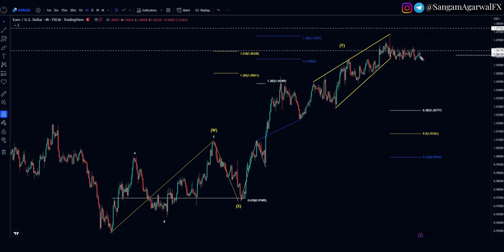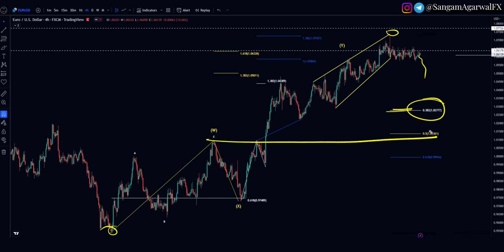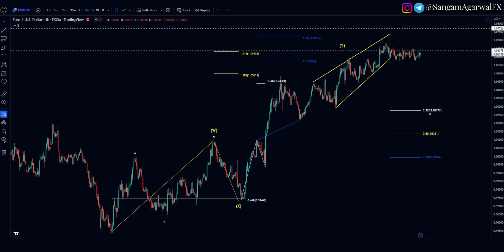So once the downside correction starts from this top to bottom, the first target is always the 38% retracement level, but for a good buying opportunity you should wait up to the 50% retracement level. Then on this retracement level you can buy again, and then you can wait for the next impulsive wave before breakout.